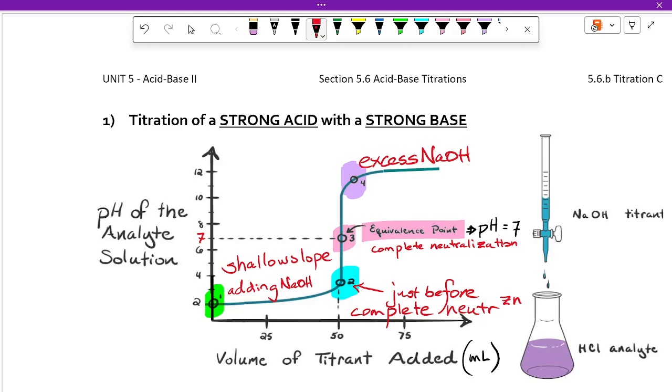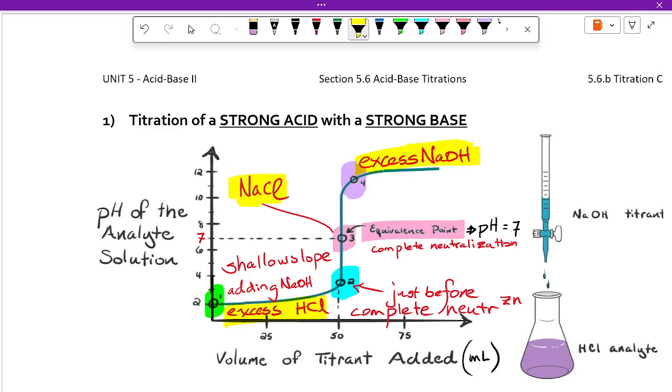So down at the bottom, we have excess HCl. At the equivalence point, we have NaCl. And then up above the equivalence point, we have excess sodium hydroxide.